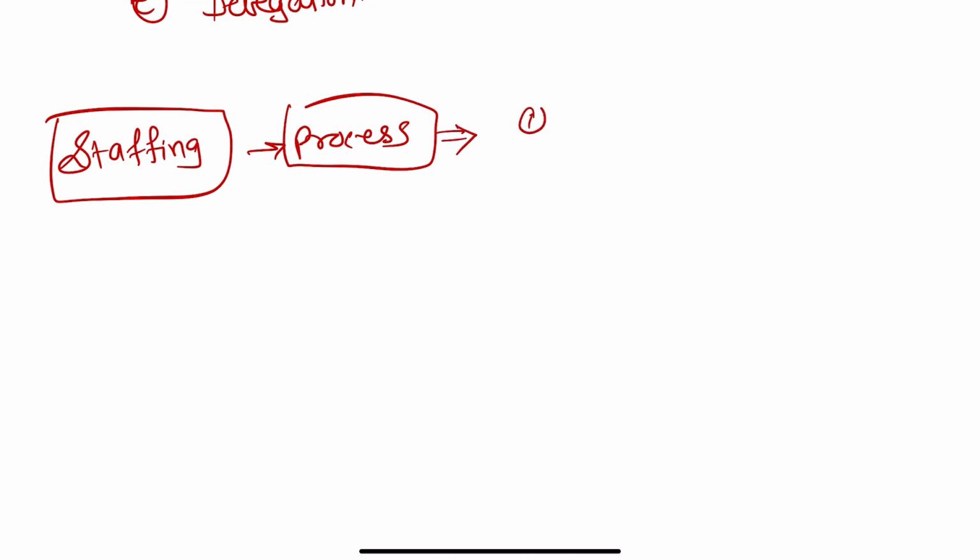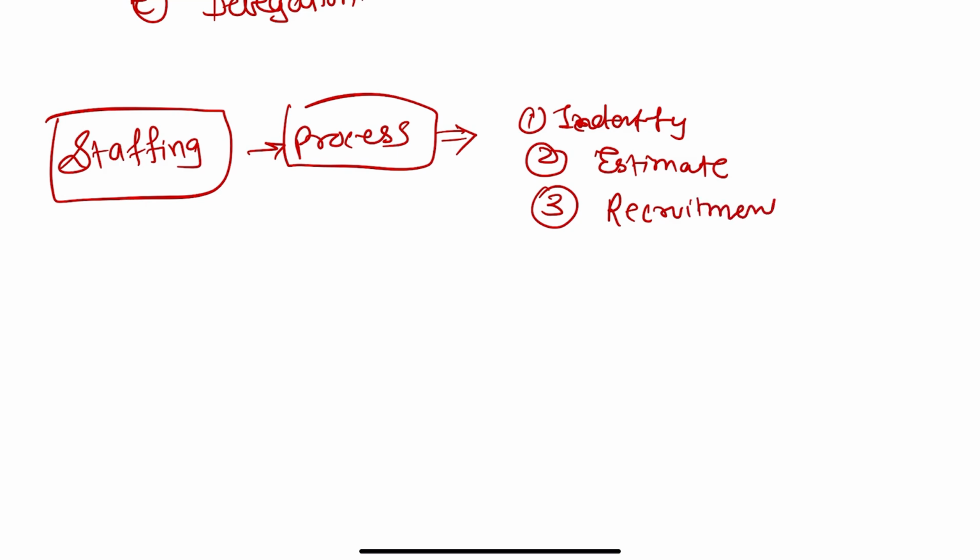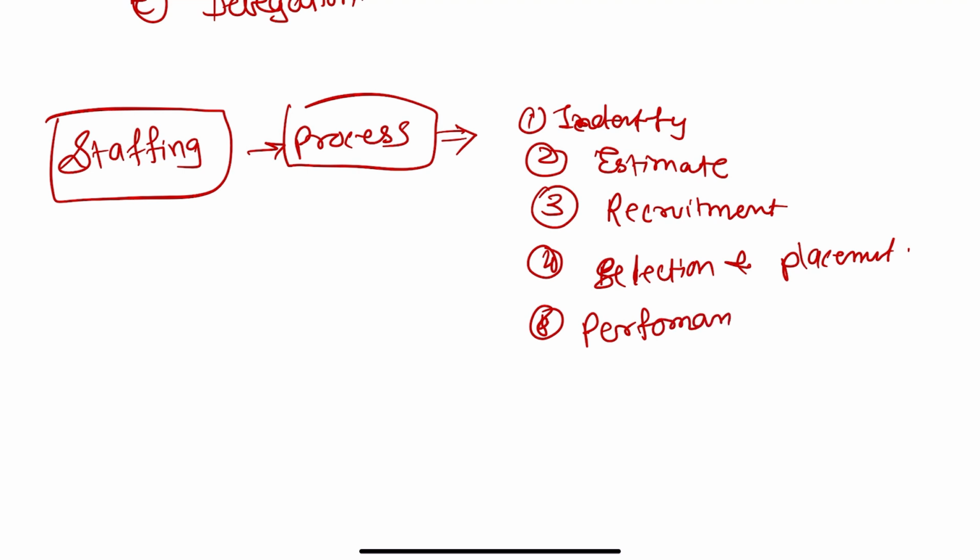First is identification of areas of specialization to match the nature and mandate of the organization. Once you identify, then you have to do estimation of the future manpower requirement. Now you have the requirement of manpower, then you do recruitment. Once you do recruitment, then you will have to do selection and placement of those recruited people, correct? Once this is done, they will be working. You will have to give performance appraisal and constantly evolve. So we will do placing and training.